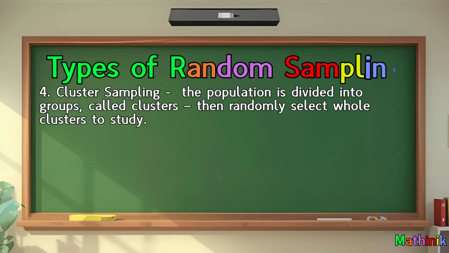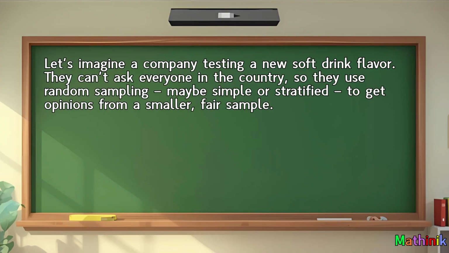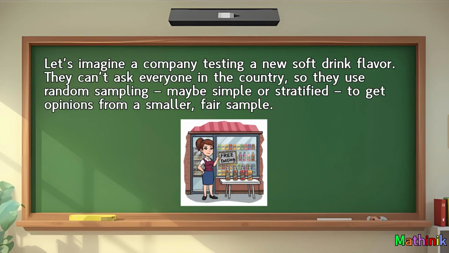Finally, cluster sampling. Here, we divide the population into groups called clusters, then randomly select whole clusters to study. For example, if your school has 10 sections, you might randomly choose 2 sections and survey all the students in those sections.